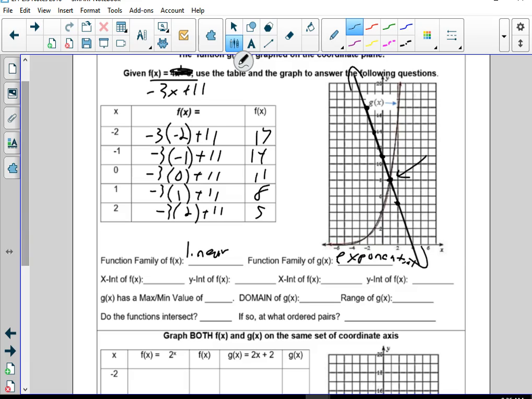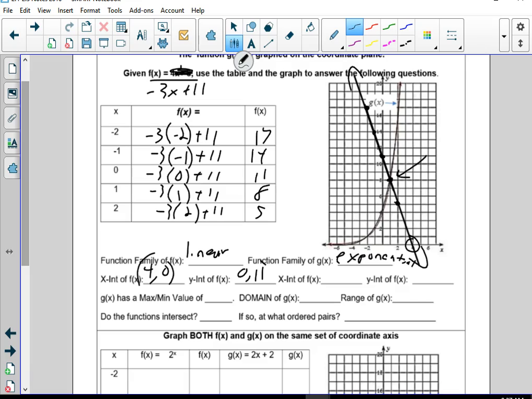Now, pay attention. It says the x-intercept of f of x. Okay? F of x. Right here. 4, 0. That's why you keep that line going. The y-intercept is right up here. It looks like it's right up here at 0, 11. Here's 10, here's 12. So 0, 11.